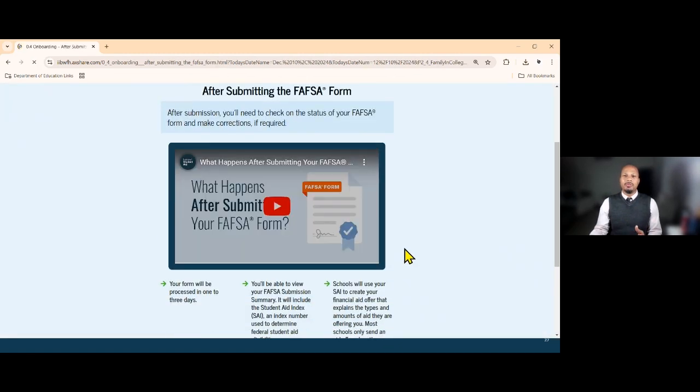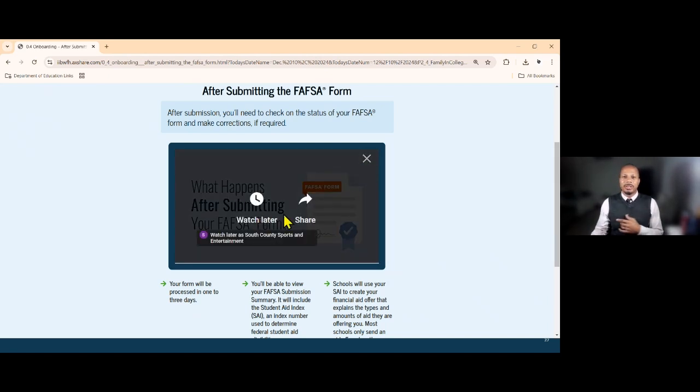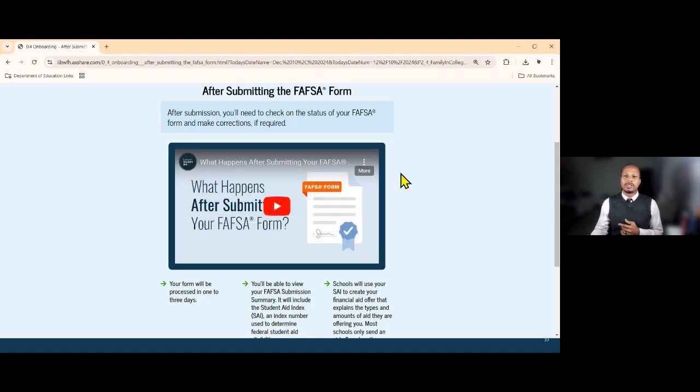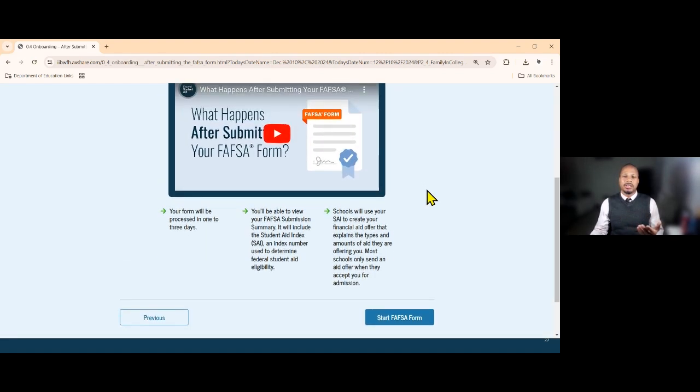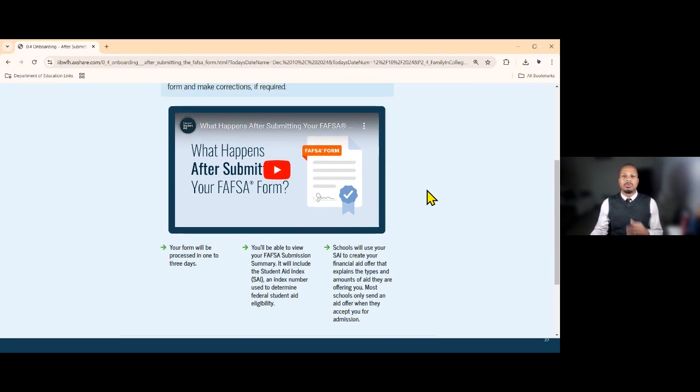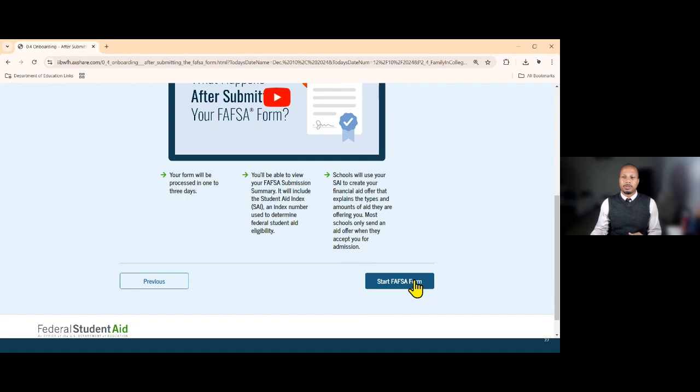And lastly, we give you some information that you need to know after submitting the FAFSA form. When you get to the step, you can always even grab the URL. You can watch later or share it right on your screen here. So we do welcome you to do so if you're navigating it, especially if you have a community that wants to be informed as to what happens after completing the FAFSA form as well.